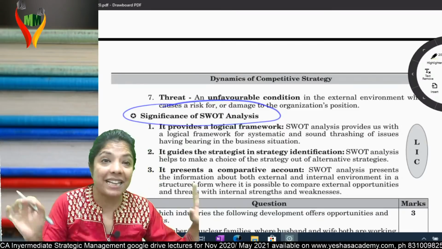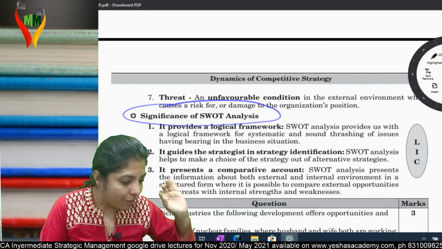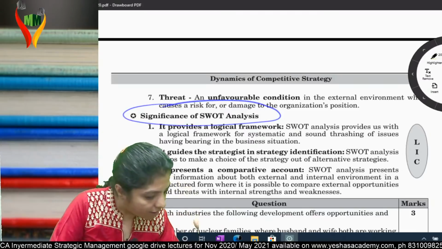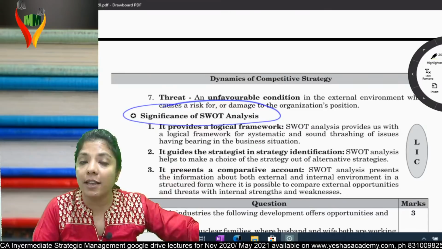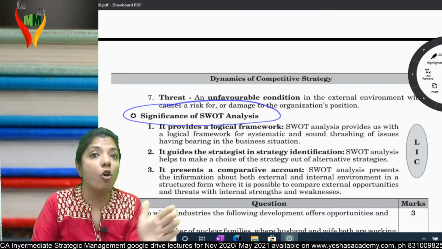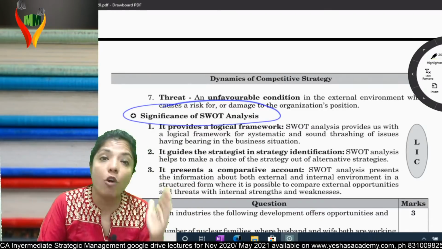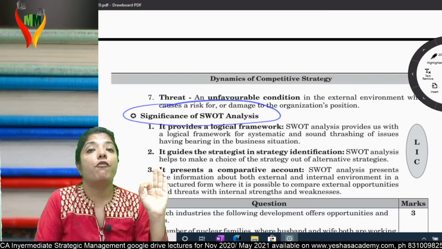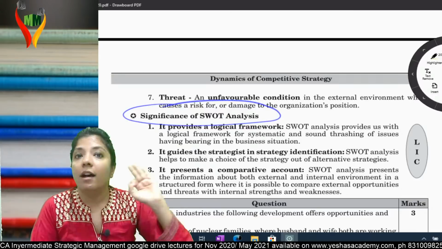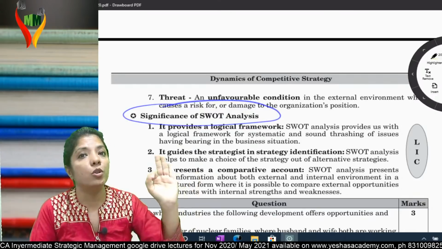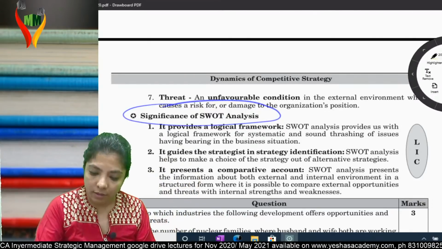Yes, formulating strategy. Perfect answer. Honestly, why do I go for SWOT analysis? I go for SWOT analysis for formulating a sound strategy. I can never formulate a sound strategy without doing SWOT analysis. Clear? Second point.